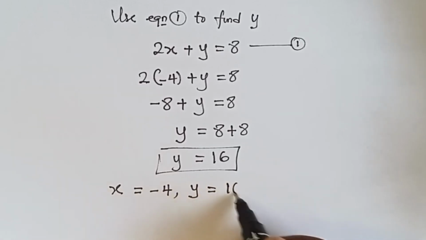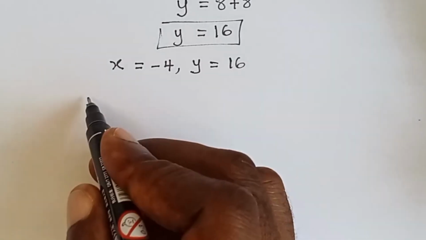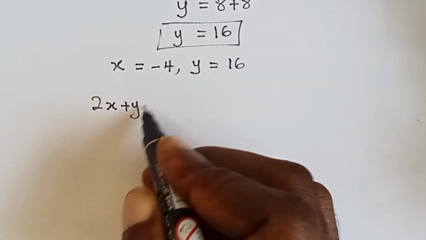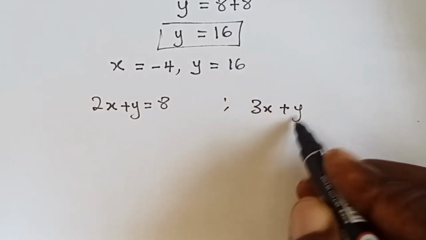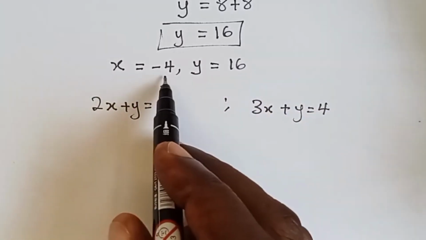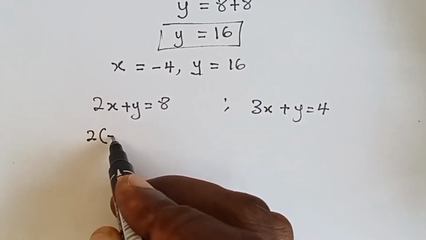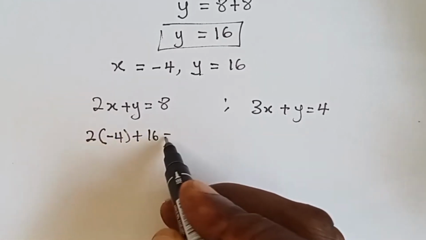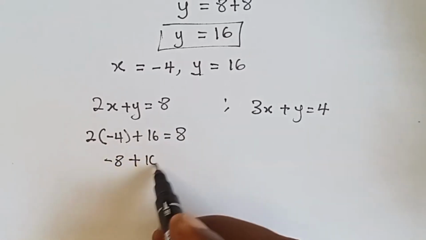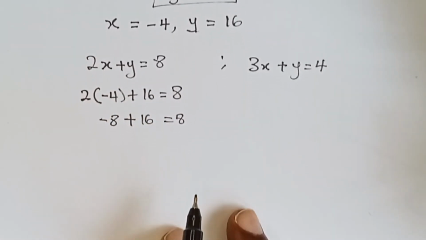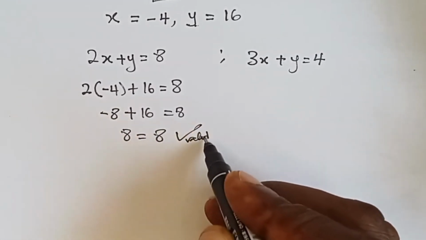x equals minus 4, y equals 16. Now let's write out our equations. Equation 1 says 2x plus y equals 8, and equation 2 says 3x plus y equals 4. Anywhere we see x, we write minus 4, and anywhere we see y, we write 16. Now let's start with this. 2 times minus 4 plus 16, let's see if it will be equal to 8. This is minus 8 plus 16 equals 8, and minus 8 plus 16 will give us 8. 8 equals 8. That means this is valid.